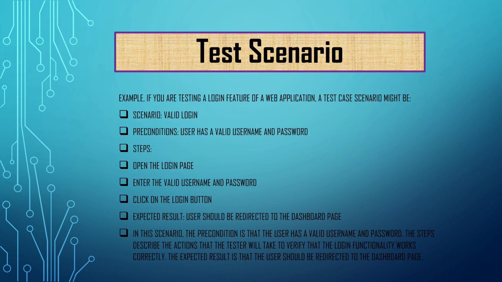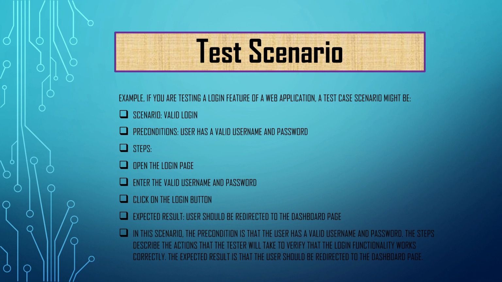So I'll give an example. Let's say you're testing a feature of a web application. Then your test scenario might be valid login. Your precondition may be that the user has a valid username and password. Your steps must be: open the login page, enter the valid username and password, click on the login button, and then the expected result will be that the user should be redirected to the dashboard page.